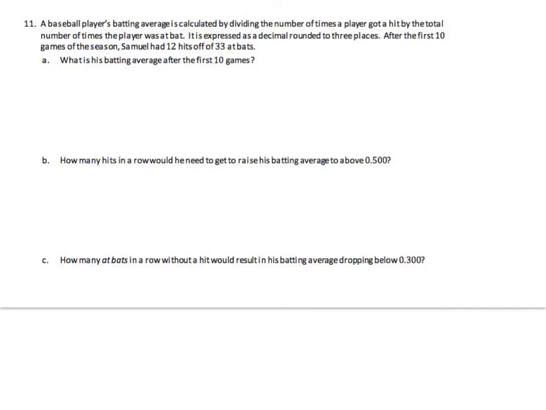All right, a baseball player's batting average is calculated by dividing the number of times a player got a hit by the total number of times the player was at bat. It is expressed as a decimal rounded to 3 places. After the first 10 games of the season, Samuel had 12 hits off of 33 at-bats. What is his batting average for the first 10 games? So we just do 12 over 33, right? Okay, get out your handy-dandy calculator, and that's approximately 0.364.